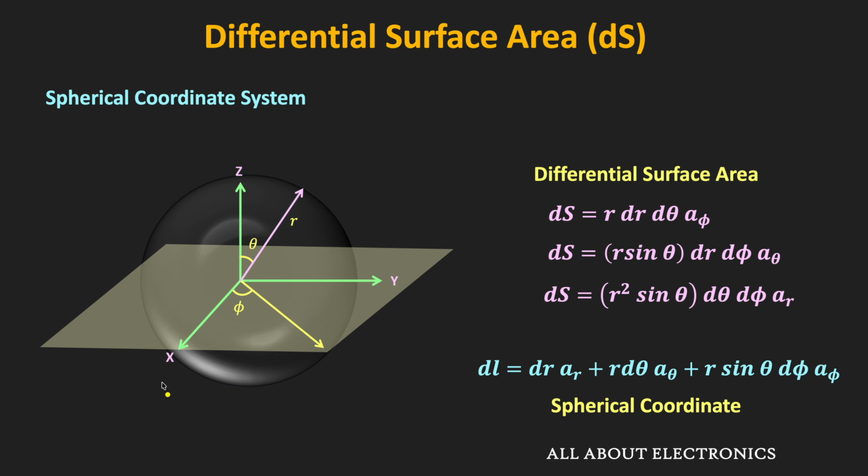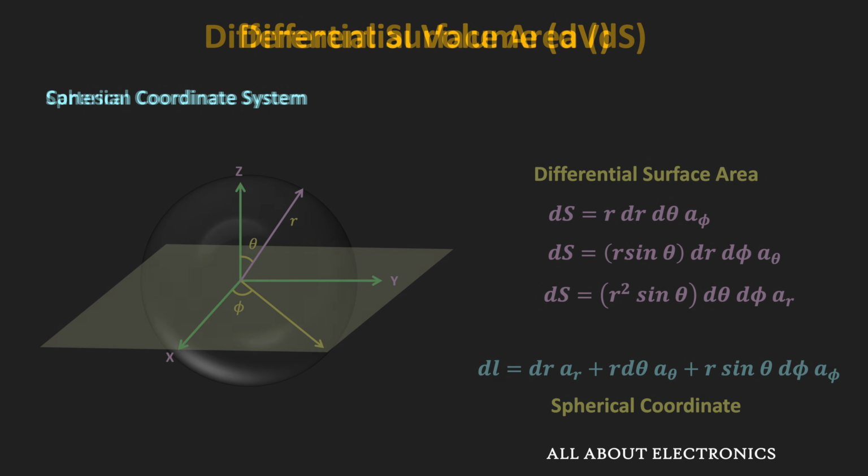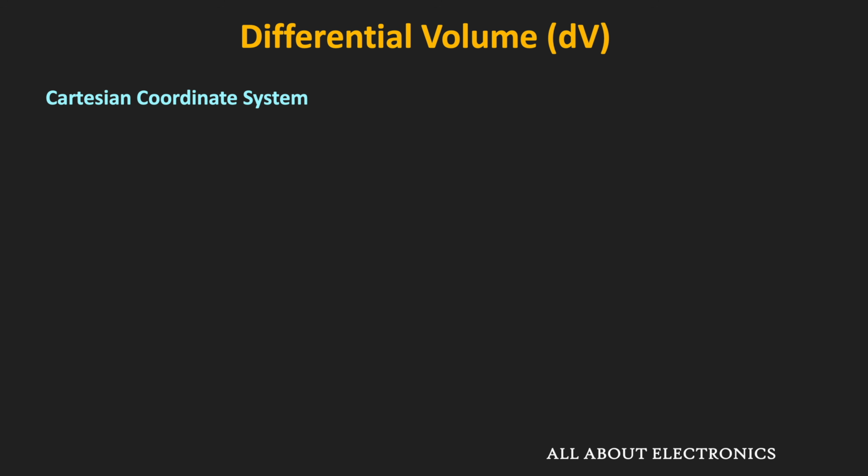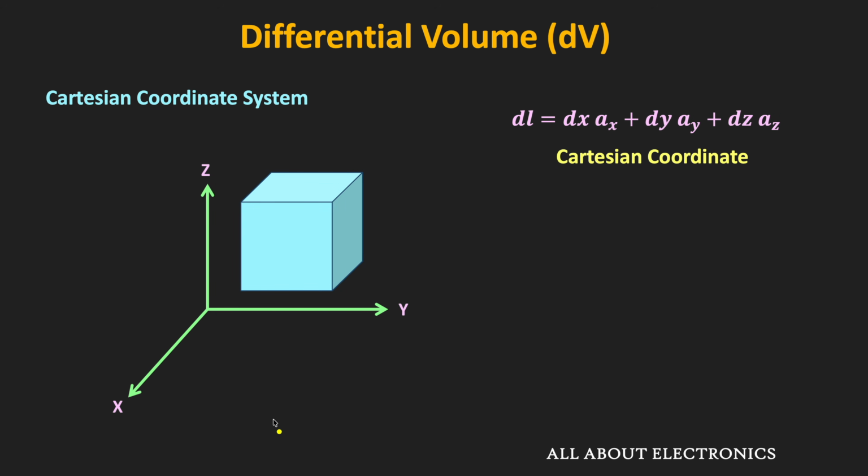And using this differential surface area expression, we can find the surface integral over the given vector field. So similarly, now let us see the concept of the differential volume. So this differential volume represents the small volume in the 3D space. So if we integrate it over the given boundaries, then we will get the entire volume of the object. But here, unlike the differential length and the differential surface area, this differential volume is a scalar quantity, and it can be easily found by multiplying the three components of the differential length.